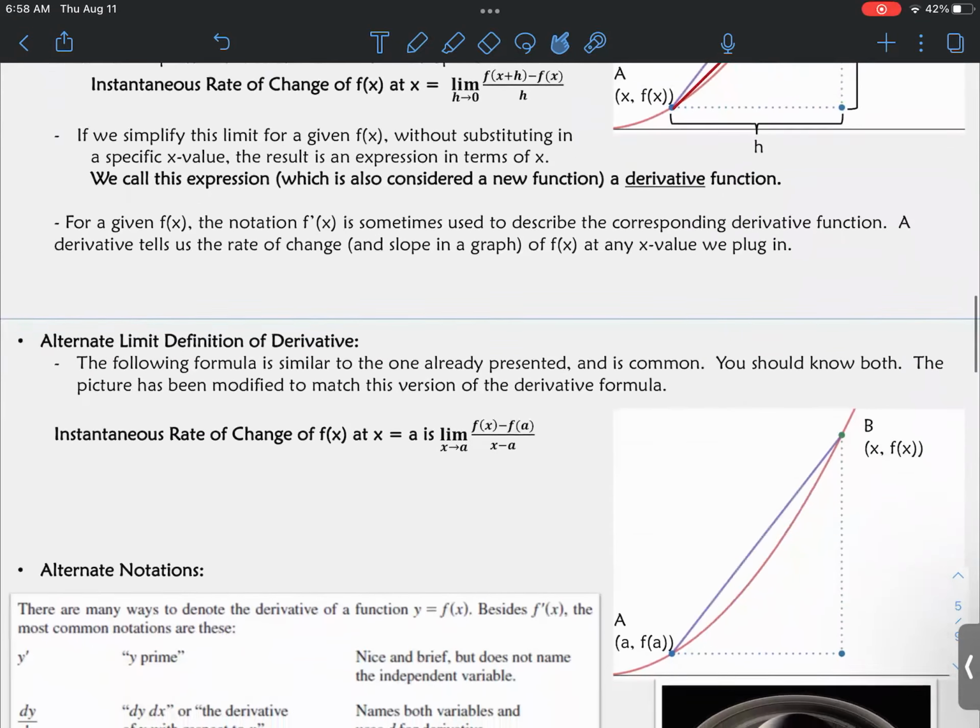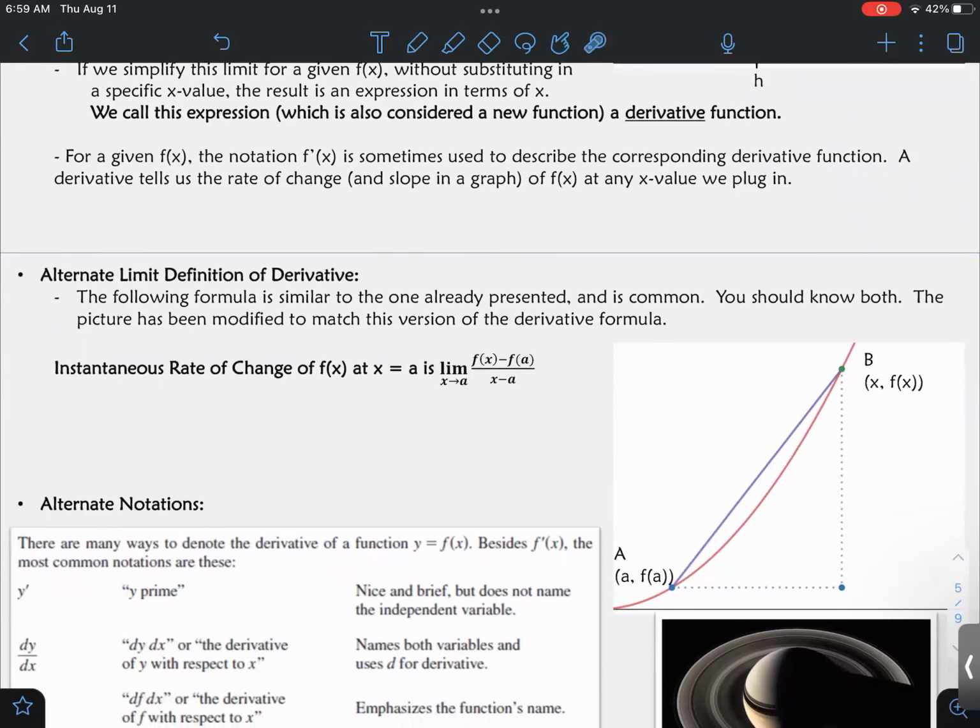There's an alternate limit definition for derivative. It still involves the slope formula. It doesn't involve h being used to describe anything. Instead, imagine just a comma f of a, x comma f of x. Imagine the x, f of x sliding closer and closer towards a comma f of a. Think of this leftmost point as being fixed. So as x approaches a, here's your slope formula. This one actually looks a little bit more like the conventional slope formula from algebra.